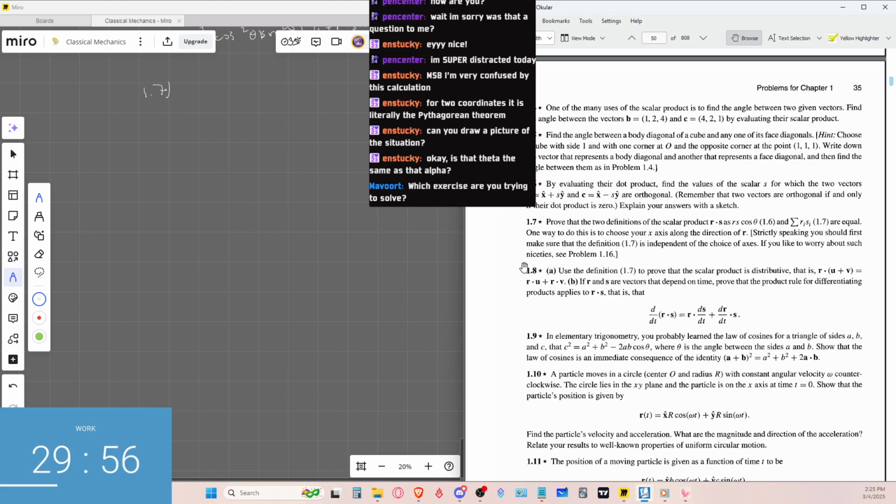See right here. Problem 7. Prove that the two definitions of scalar product are equal. Okay. Yeah, I remember this one. So we have to prove that this is equal to this.